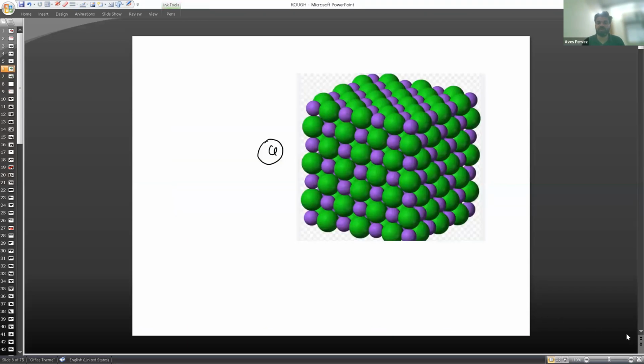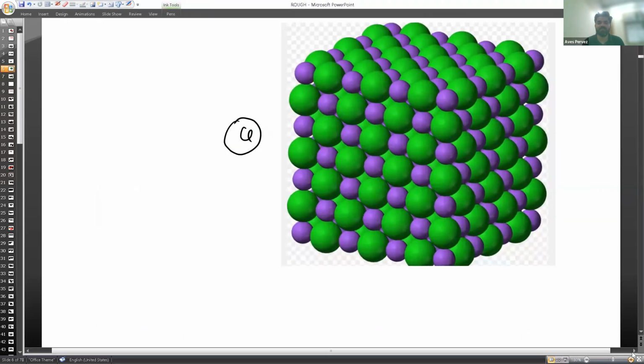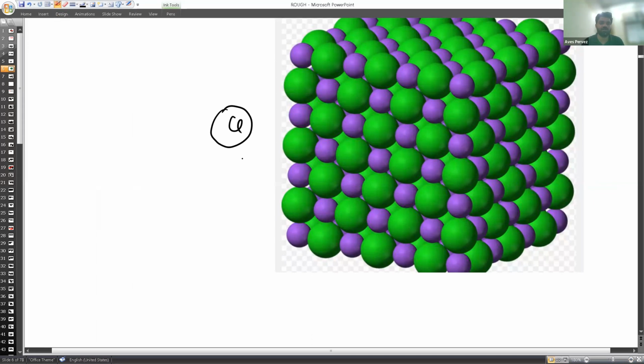Okay, this is the structure of sodium chloride, in which this green one is the chloride ion and Na is positively charged. They are arranged like this, as crystals. This is called a crystal lattice.